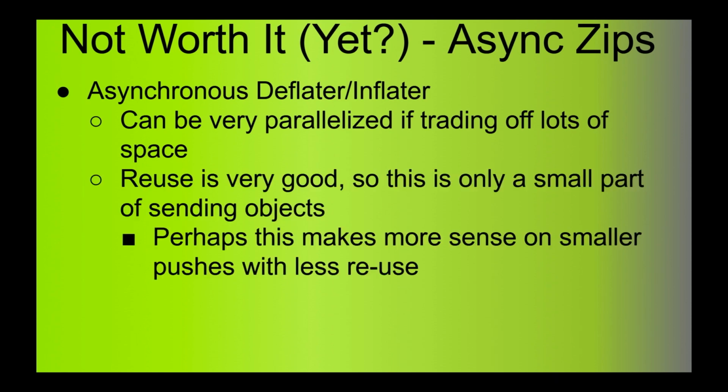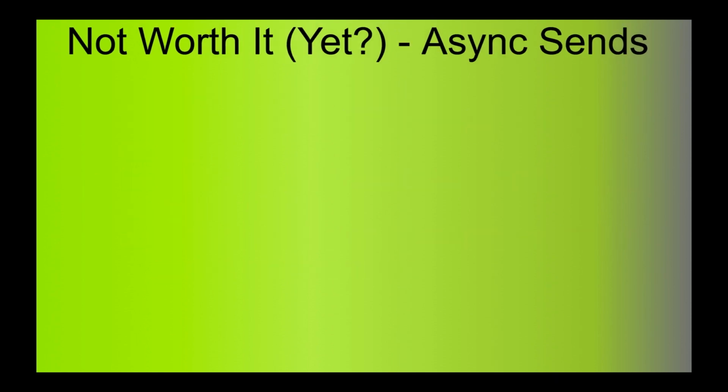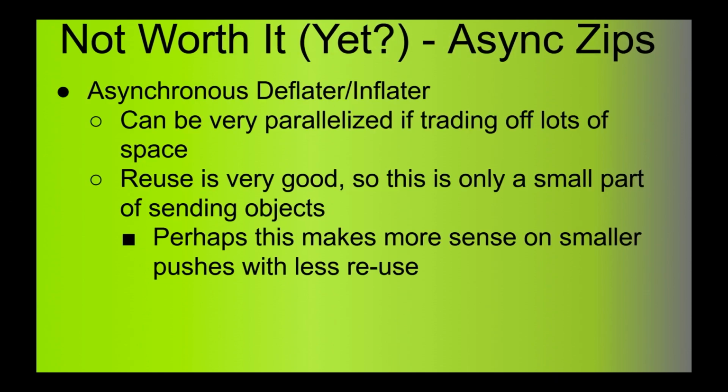That was sends that I was just talking about, but also zips. So sometimes you have to inflate and send the object in a different format than you have it stored, so then you have to inflate it and then deflate it. So I put that into separate threads. Didn't see any real major improvements, but that's probably mostly because reuse is really good, so we rarely do it. So I'm guessing maybe in a different use case that would actually be worth it.